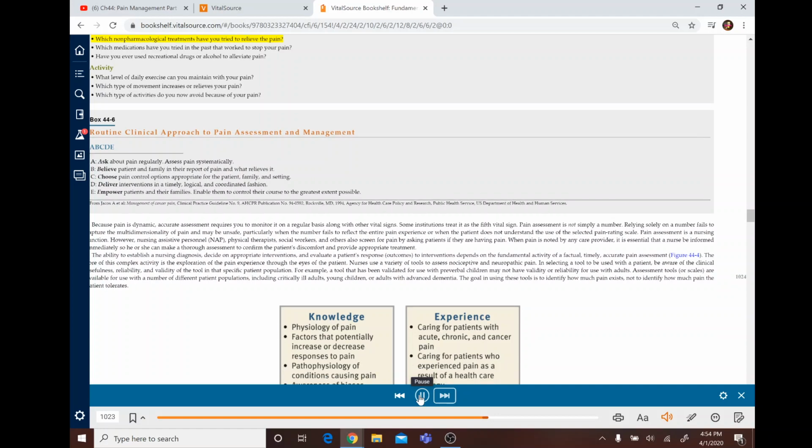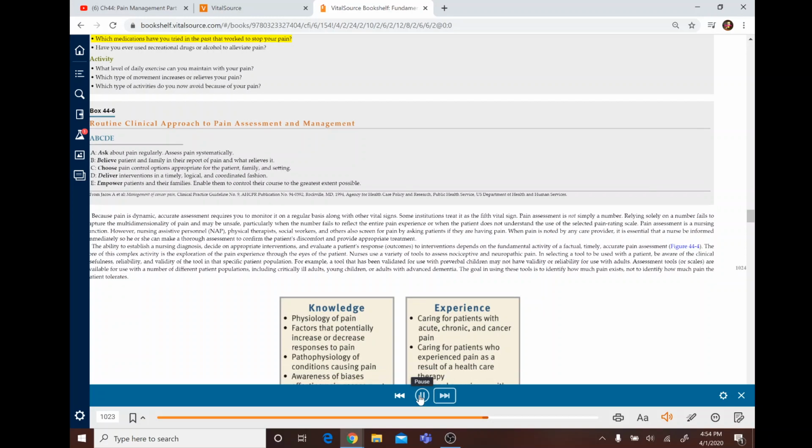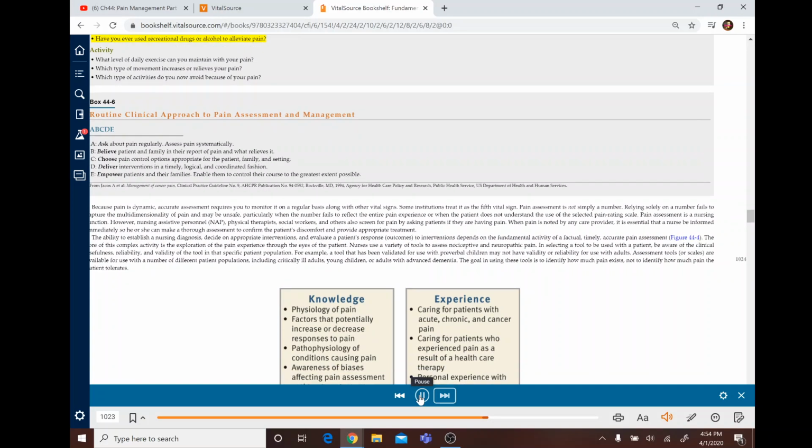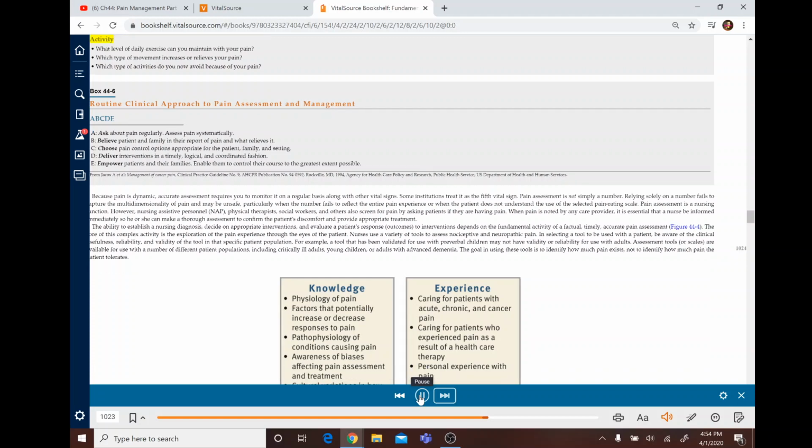Which non-pharmacological treatments have you tried to relieve the pain? Which medications have you tried in the past that work to stop your pain? Have you ever used recreational drugs or alcohol to alleviate pain?